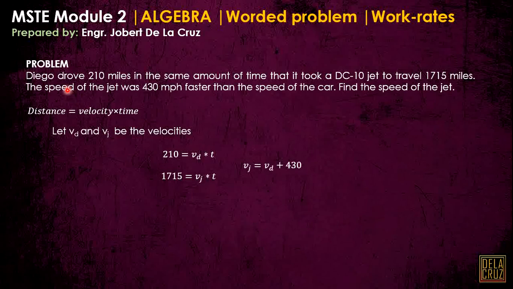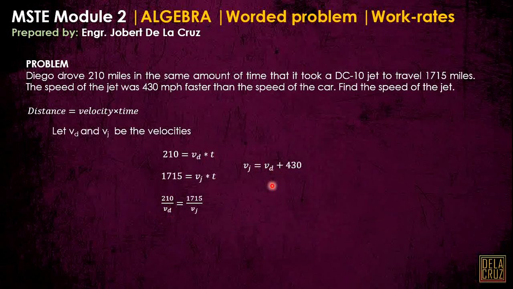So, may another statement dito. The speed of the jet was 430 mph faster than the speed of the car or the speed of Diego. So the speed of the jet, VJ, is mas mabilis siya ng 430. So VD plus 430, was 430 mph faster. So we can just simply equate the time. Look at this. I just cross multiply the VD dito. So time is equals 210 over VD. And also this, our time here is 1715 over VJ. So that time is equals to that time, kaya ito yung equation natin.